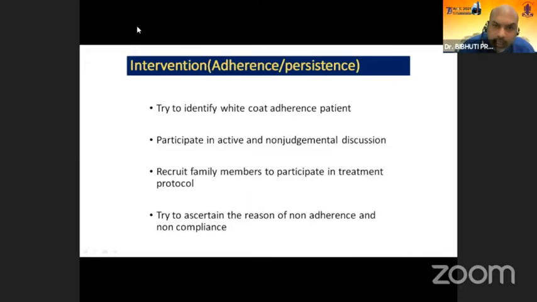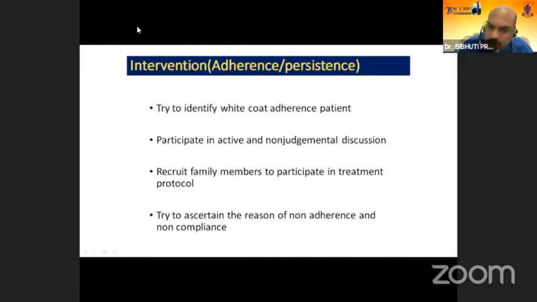Regarding adherence and persistence, we have to identify these white coat adherence patients. We have to do a lot of talking to the patient, as mentioned by Dr. Parul. A lot of chair time has to be given to the patient, to make them understand what is wrong if they don't take the medication, and what is going to happen.